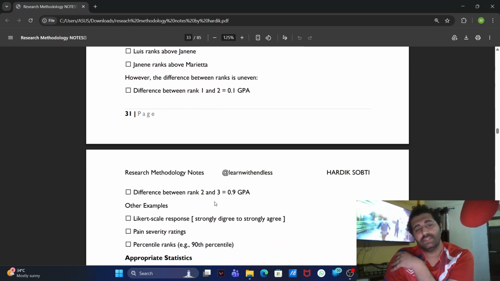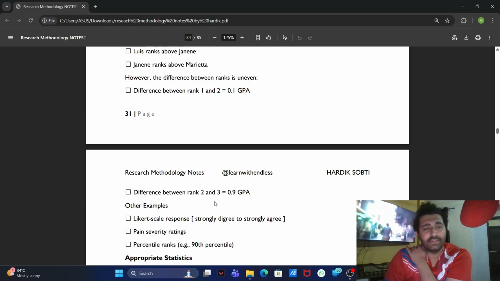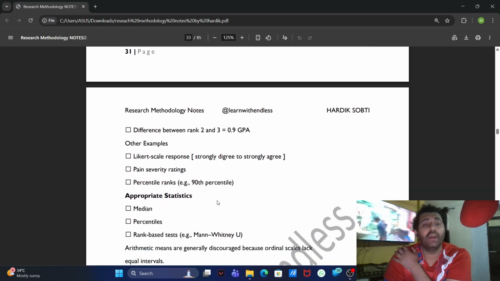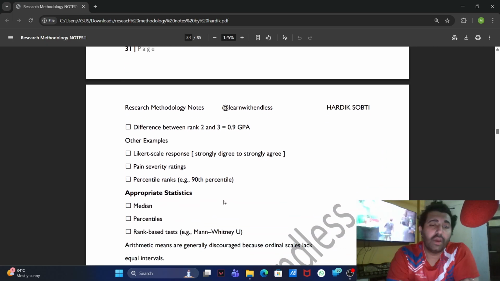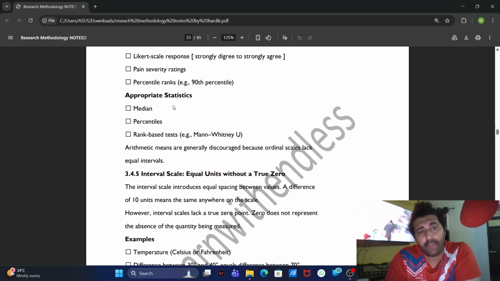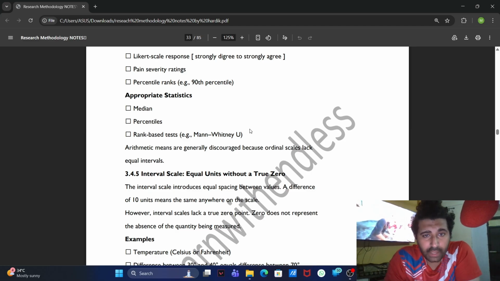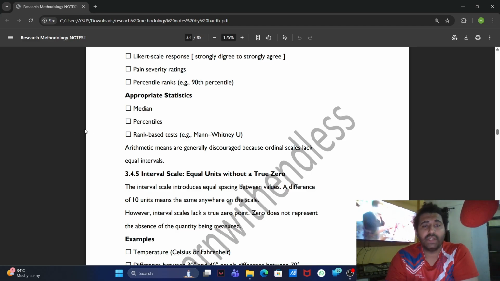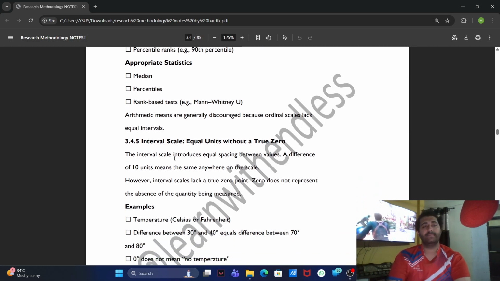Other examples are Likert scale responses, from strongly agree to strongly disagree, pain severity rating, and percentile ranks, for example the 90th percentile. Appropriate statistics include median, percentiles, and rank-based tests, for example Mann-Whitney U. Arithmetic means are generally discouraged because ordinal scales lack equal intervals.